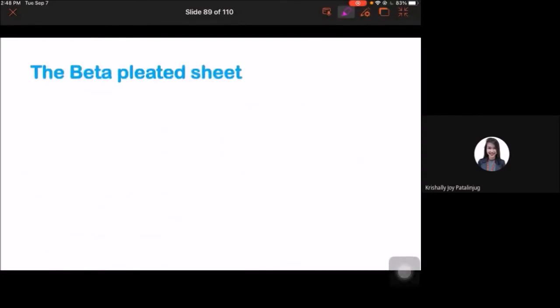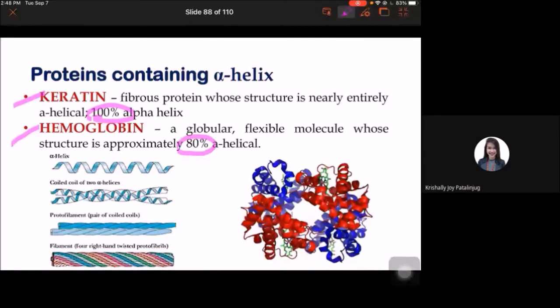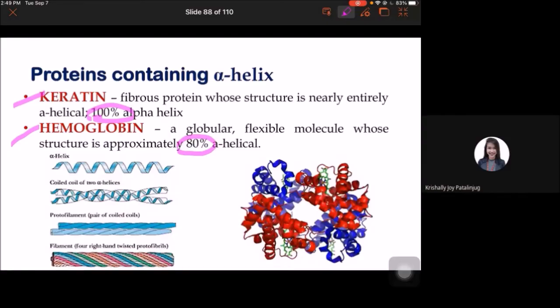Now, before tayo mag-proceed sa second type ng secondary structure, recap lang tayo. Sa alpha helix, ano ulit yung shape? Alpha helix, tama, spiral. Now with regards to the alignment of the axis of rotation, tell me if it is perpendicular or parallel to the axis of rotation.